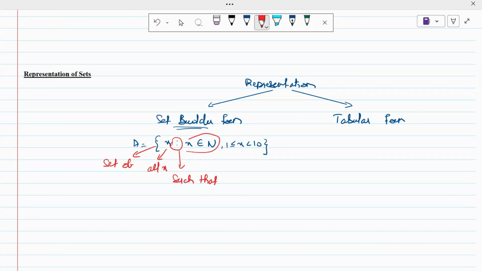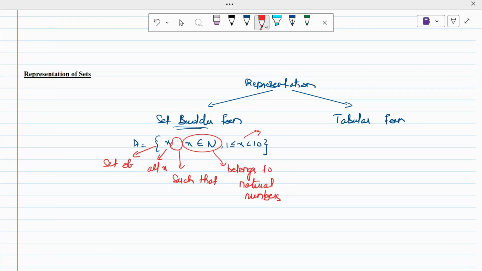This means x belongs to natural numbers. So they are defining the elements of x. X belongs to natural numbers. And in the end, they have given us the range of x that goes from 1 till 10. So this is what we mean by set builder form.